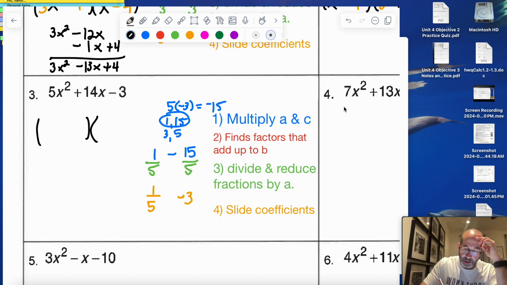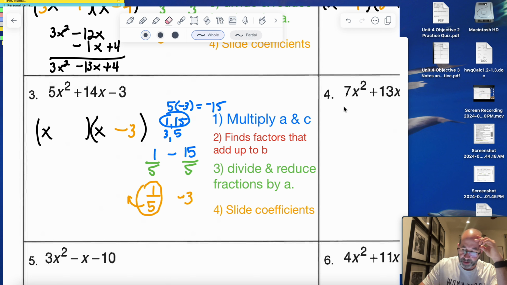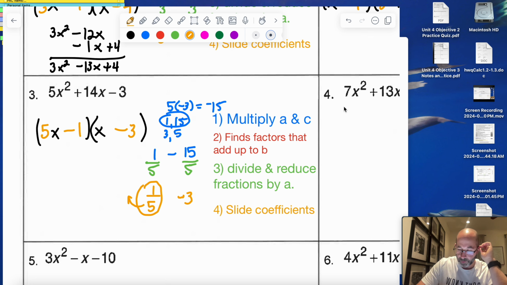And now let's see if I can do this in one step. You ready? We're going to do x and x. We're going to have minus 3. Now this 1 over 5, try to imagine if we slid the 5 over so we could do this in one solid step here. I'm going to move this x. And if we move that 5 over, it's going to be a 5 and then a minus 1. That's it.